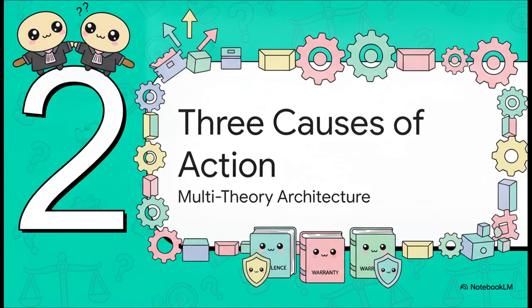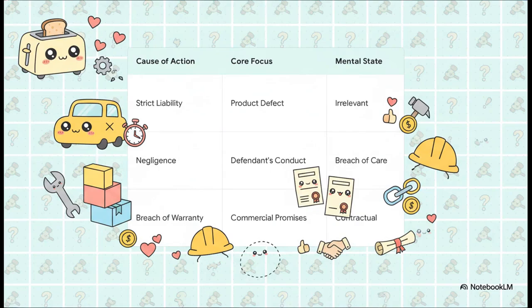Section 2. 3 causes of action. Now, what's really interesting here is the core architecture of our analysis. Let's break down your exact essay headings. I want you to memorize this little repetition mantra. Strict liability equals product. Negligence equals conduct. Warranty equals contract. Got it?